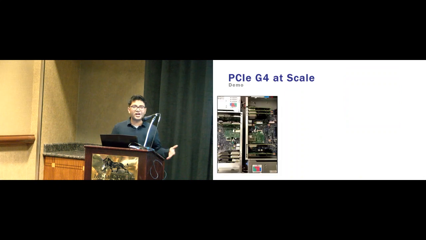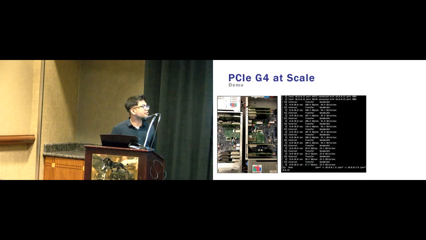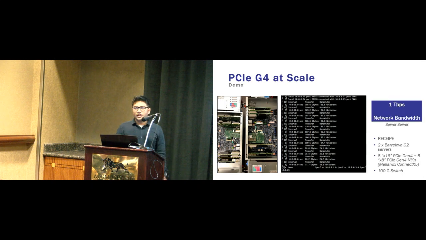I plugged in two servers. You can't really test networking with just one server. So I picked two servers, plugged in all those cards, connected them to a 100 gig switch, and ran an iPerf demo. Based on these numbers and aggregating them, I'd say we're pretty confident we can essentially run 1 terabit per second of network bandwidth on this system without really running into a bottleneck. The real bandwidth will be pretty close to it, typically about 93 to 94% of that, and that's okay.